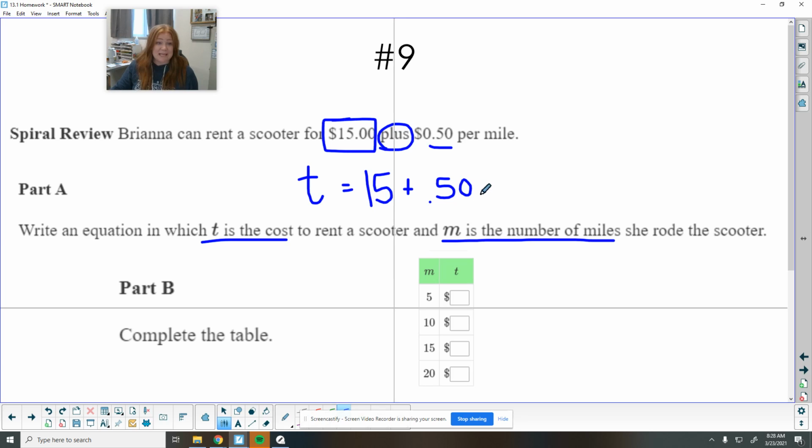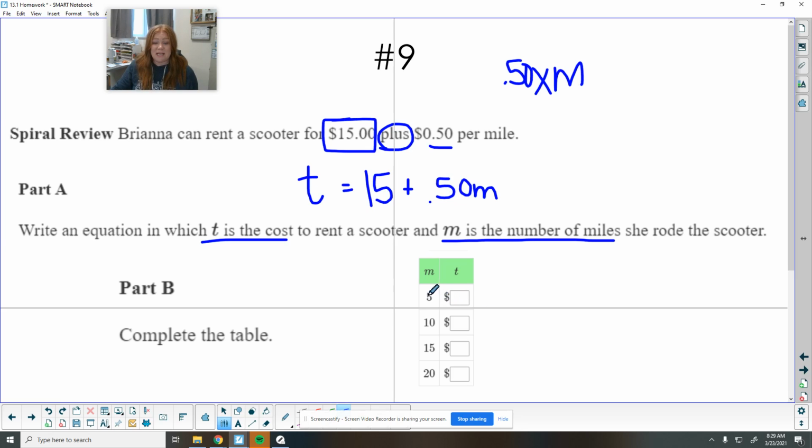We could write 50 cents XM, but that's going to confuse people, because that looks like a variable. So the best way is just to multiply it by M, with the coefficient, and our variable means to multiply. So they have to pay $15. Then if she rides 1 mile, she'll only pay 50 more cents. If she rides 2 miles, she'll pay $1. 2 times 50 cents is $1. Plus the $15 would equal 16 total dollars.